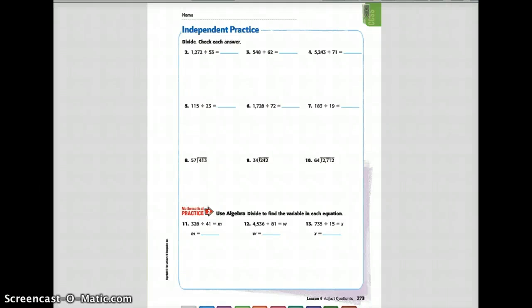Hi everyone. At today's practice station, you will be using the treasure map in order to complete numbers 2 through 13 on page 273 of your book.